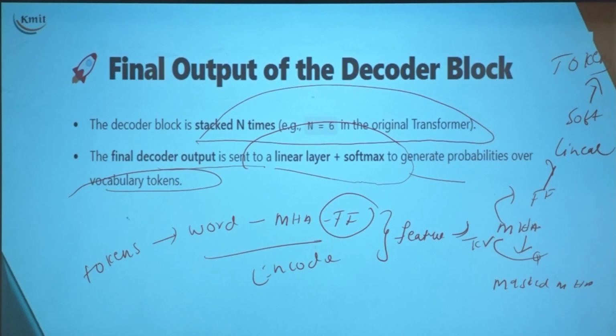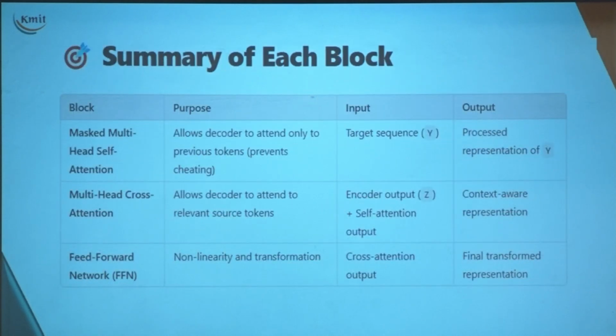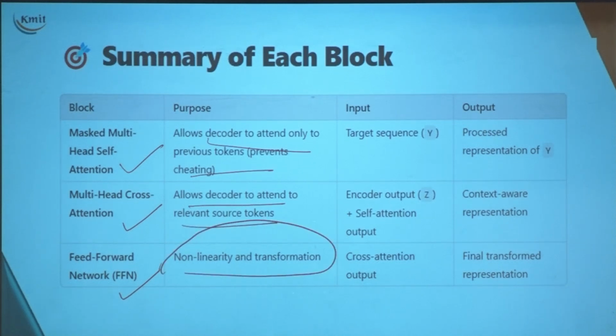So these tokens are English language. These tokens are Telugu or Hindi language that I choose. Okay. So how many blocks? Masked multi-head, FFN. Allows the decoder to attend all the previous tokens, to attend the relevant tokens. Introduce what? Non-linearity and transformation. Okay. So this is all about what? The total architecture of the transformer depicting the encoder and decoder. Are you all clear with this?